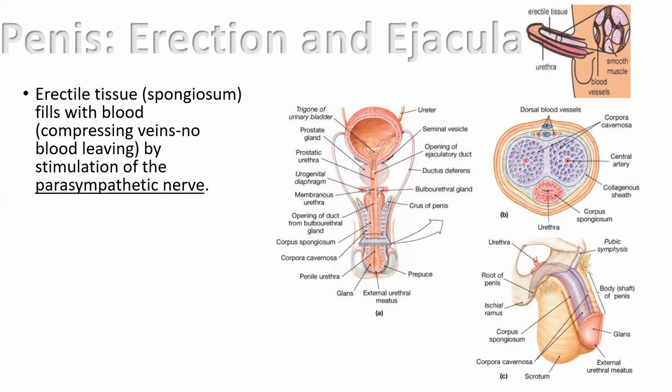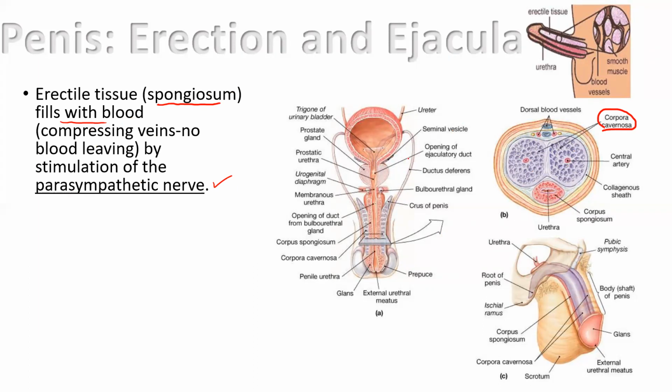The shaft of the penis is made up of what's called spongiosum tissue. Spongiosum means it's spongy, and it can be filled with blood. So as the penile artery, through sexual stimulation, engorges with blood, that's under parasympathetic nervous stimulation. So ejaculation is sympathetic, but the erection is parasympathetic.